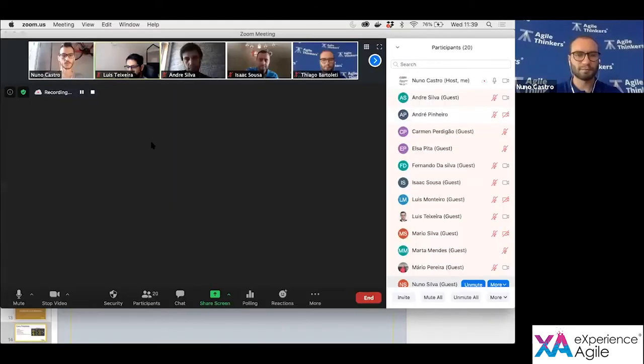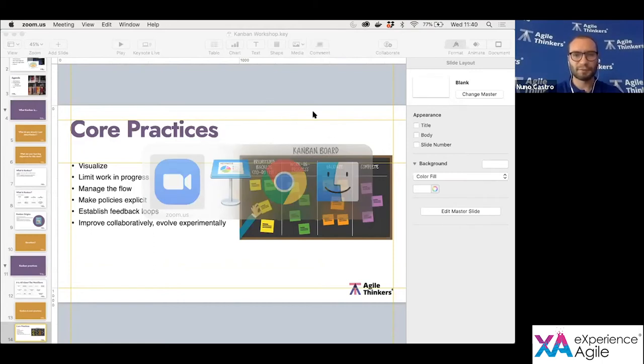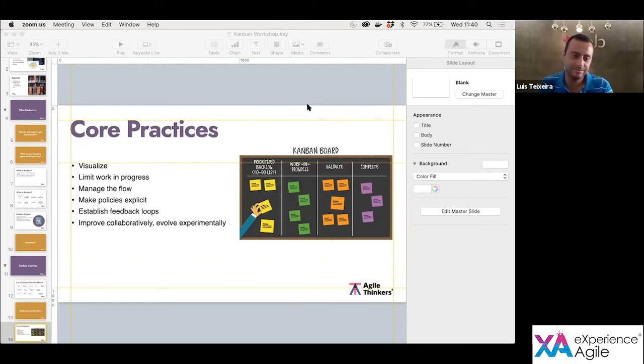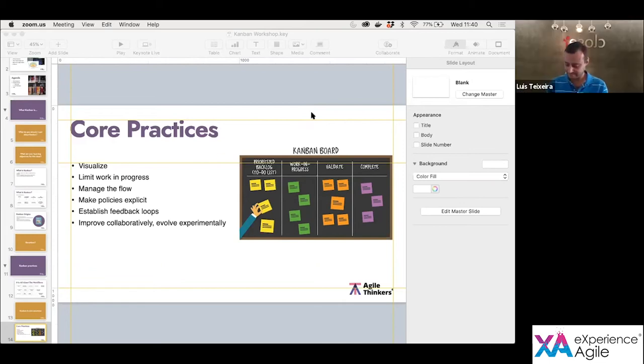All right, so breakout room number one is Carmen Pedigão, Fernanda da Silva, Luis Teixeira, and Marta Mendes. So guys, tell me which one of the core practices you want to pick. If you want, I can put up the slides so you guys know what I'm talking about. So guys, I will need you to interact with me, otherwise it will be difficult. So Carmen, Fernanda, Luis, Marta. No, flip a coin. Okay, flip a coin. So let's go with the first. You can go with visualize. Sounds good? Okay. All right, so breakout room number one, visualize.